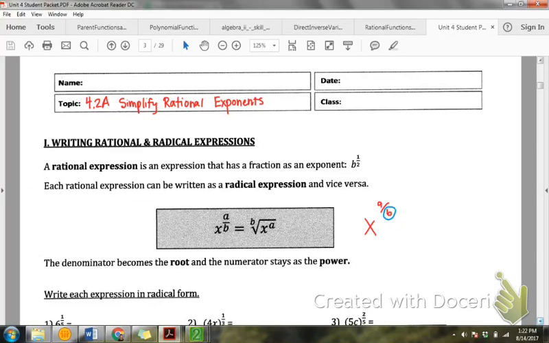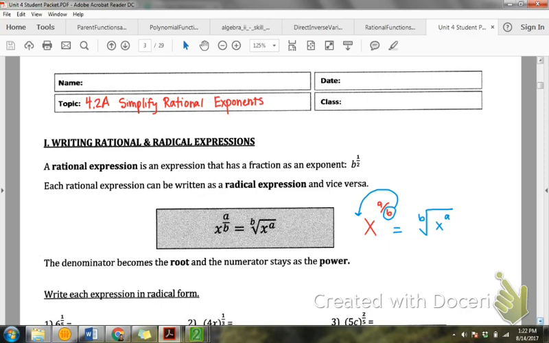Whatever your denominator is, it's being pulled out and written as the root. Okay? And then your a stays there. All right, so I like to circle the denominator and move it out front like that so that I can remember what goes on. So if it's on the bottom, it's going to come out to be the root. So again, a rational expression is an expression that has a fraction as an exponent. So we're going to work today on translating between the two.